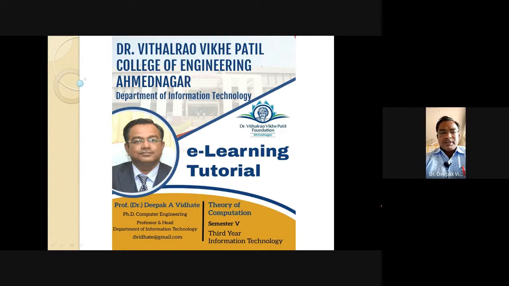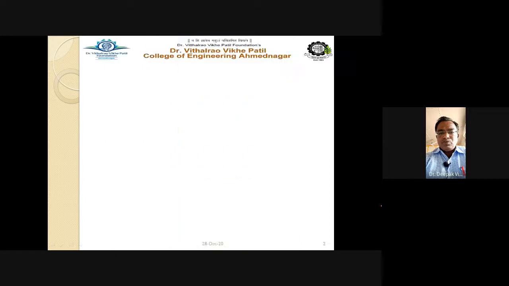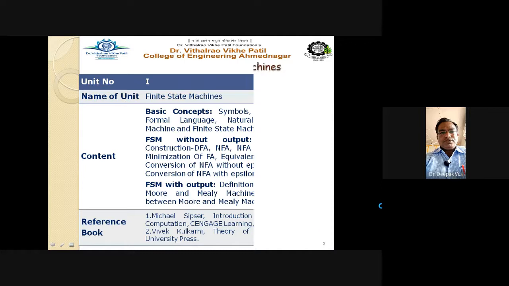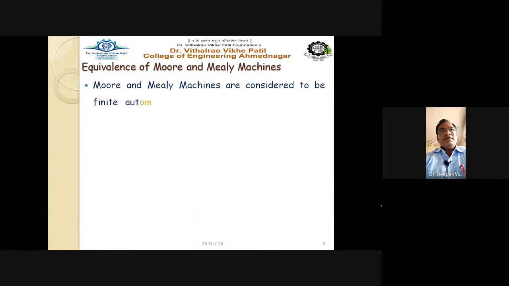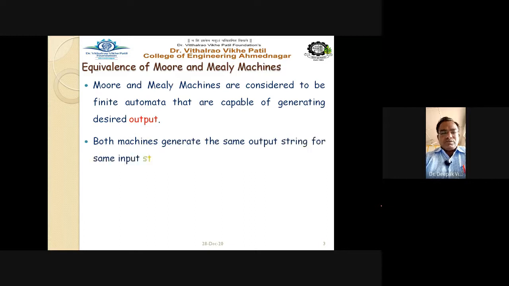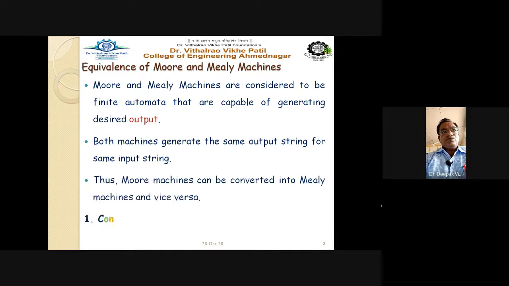There is a possibility that we can convert the Moore machine to the Mealy machine and the Mealy machine to the Moore machine. That we are going to see in today's session. So see here, equivalence of Moore and Mealy machine. Moore and Mealy machines are considered to be finite automata that are capable of generating desired outputs.